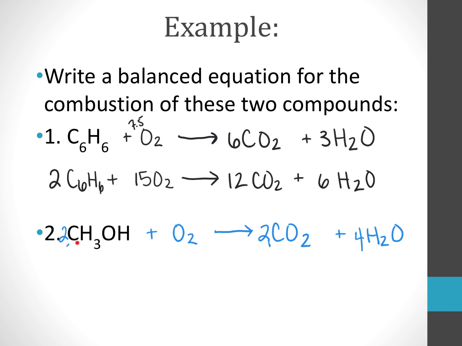That I don't want to change because it's going to affect all of my carbons and hydrogens. I need to get to 8. 8 minus 2 is 6, so I need this set to equal 6. I know 3 times 2 equals 6. Now I'm going to go through and make sure everything's balanced. 2 carbons, 2 carbons. 2 times 3 is 6 hydrogens, plus 2 more is 8 hydrogens. 4 times 2 is 8 hydrogens. 2 oxygens, plus 3 times 2 is 6, so 8 oxygens. 2 times 2 is 4, plus 4 is 8 oxygens.